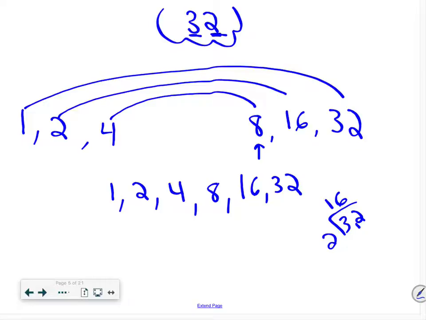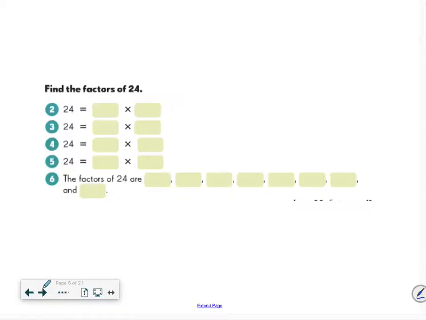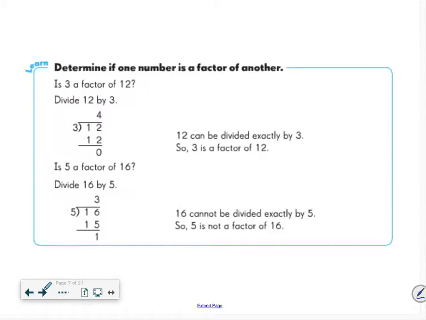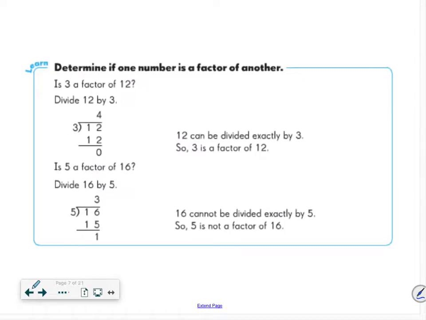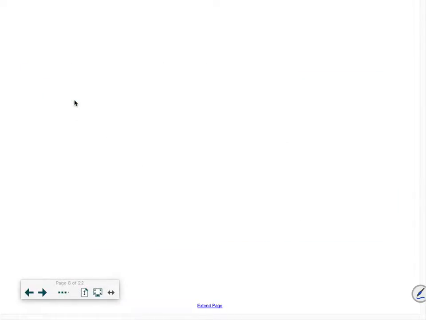Okay? The next thing that we are going to review is how do you figure out if a number is a factor of another number? Now, we already talked about your options. You can try a divisibility rule, you can try dividing that number, or you can try skip counting. So, what we're going to do is quickly review the divisibility rules.